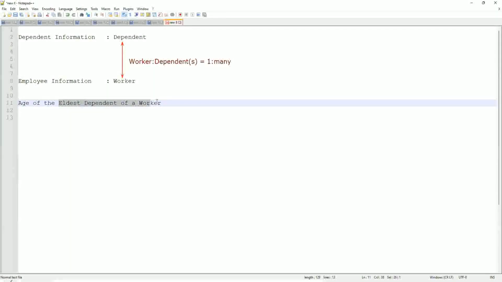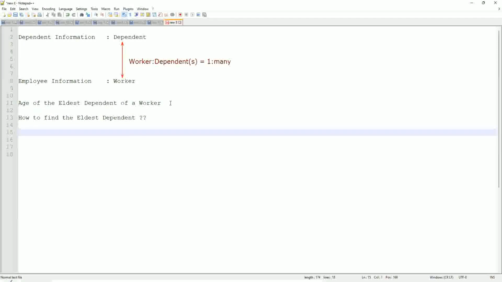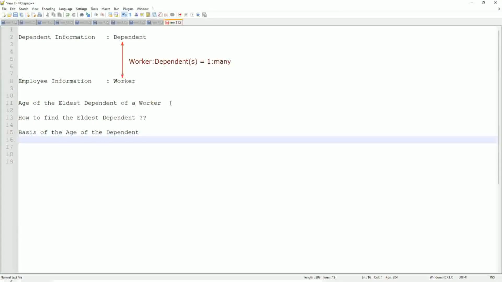Now, the eldest dependent. One worker may have many dependents. When you have multiple dependents, how do you find the eldest dependent? Based on what? Based on the age. Based on the age of the dependent. If I say how to find the eldest dependent, first of all, we will find it on the basis of the age of the dependent. Correct. And then if I'm going to find the eldest, what can I do? Can I sort it in some manner and then take one? Let's say you have the ages like 10, 15, and 42.